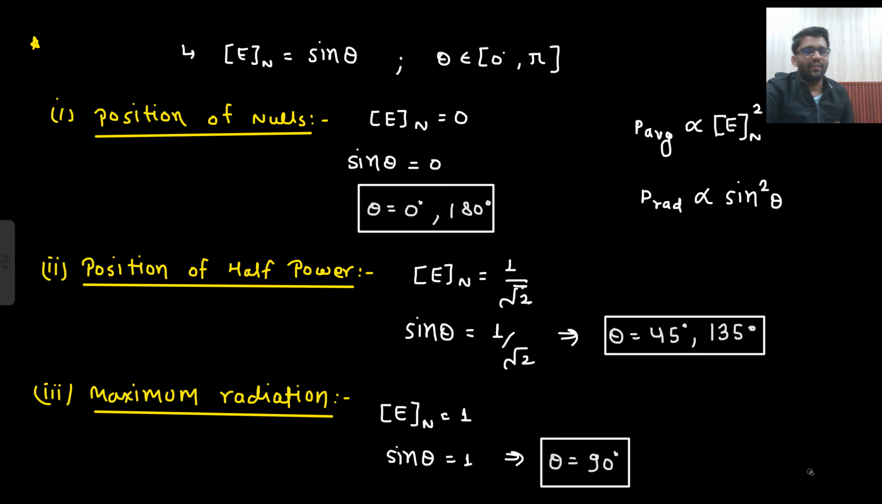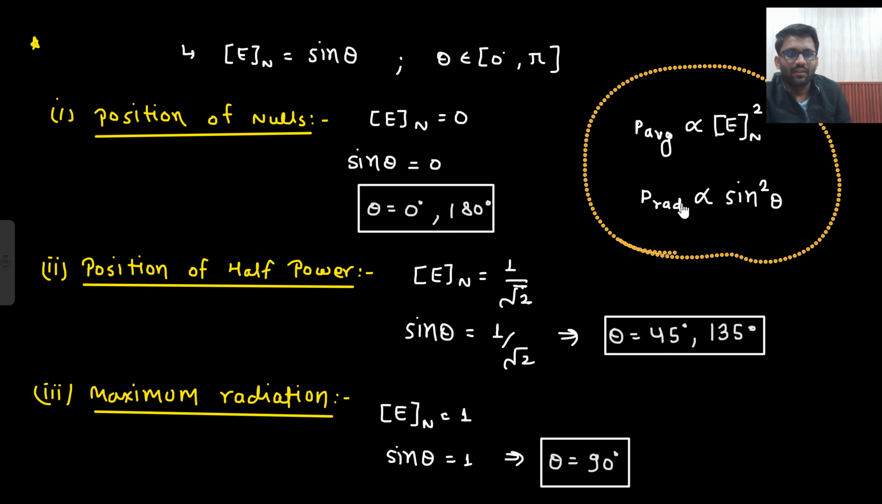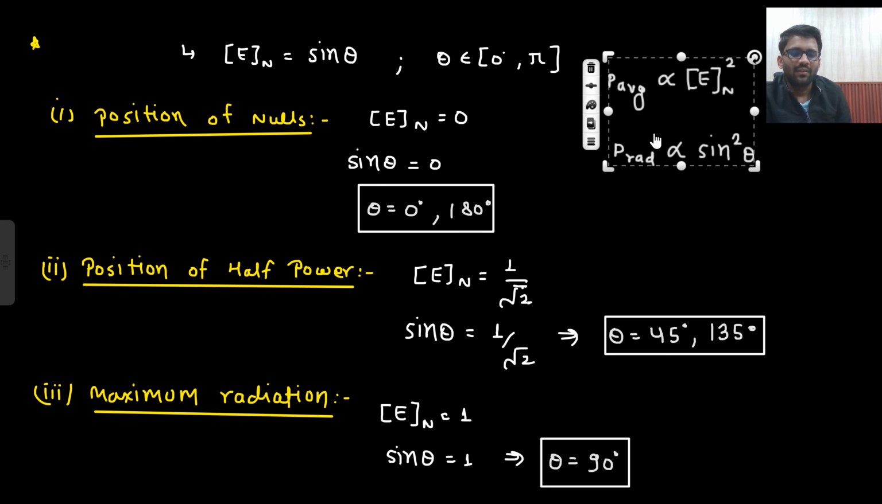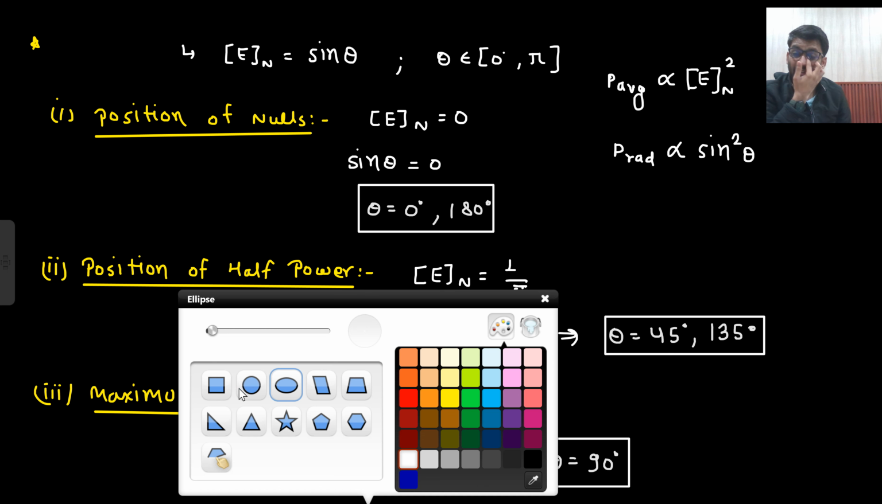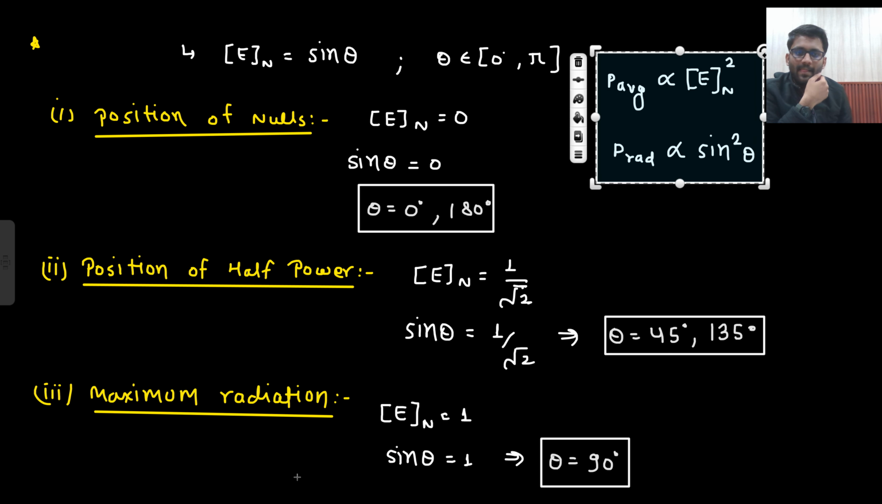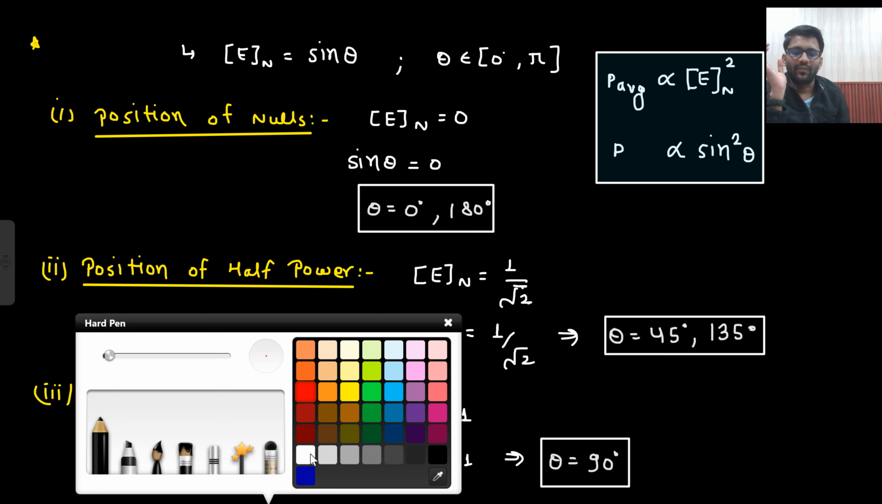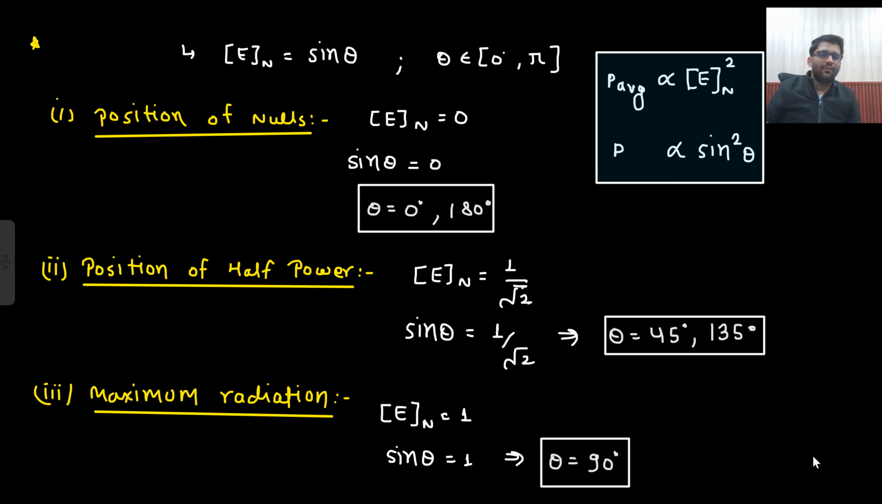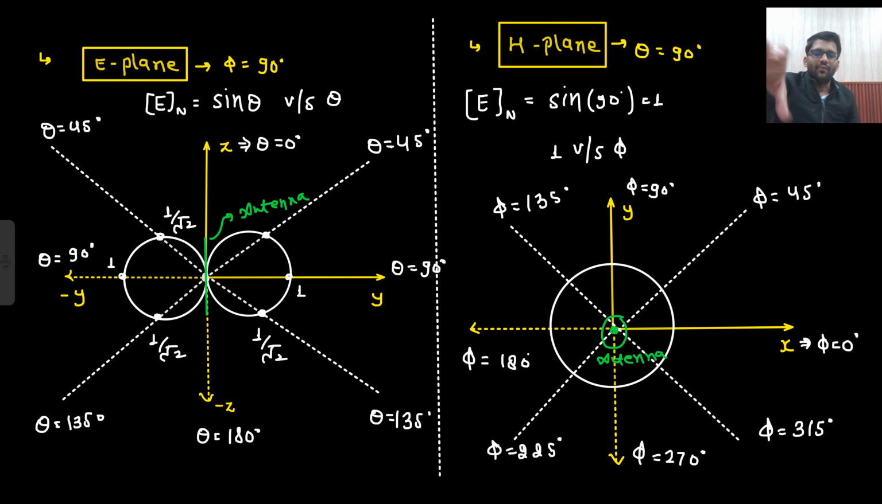But before that I defined some values. This is the position of null, this is the position of half power, and this is the maximum radiation. So this also we can keep here. Somewhere I can keep it. And here I should not write P radiated, that wouldn't be correct. Yeah, that would be fine. And then we found these values and we plotted it.